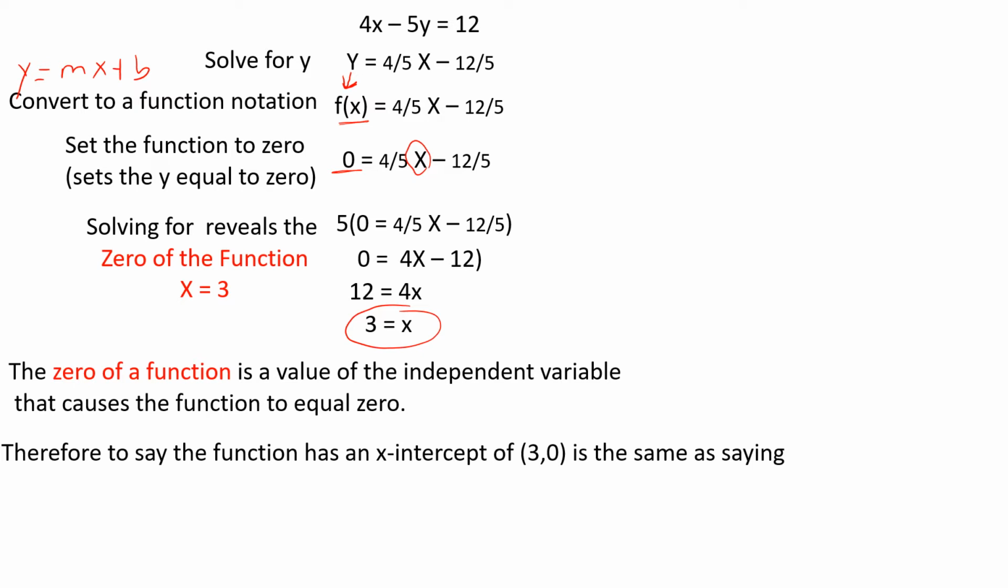The zero of a function is a value of the independent variable that causes the function to equal 0. Therefore, we say the function has an x-intercept of (3, 0). In other words, remember we have x, y. We solved and got x is 3 when y was 0, because technically we substituted in 0 for y. That x equals 3 is what we call the zero of the function.